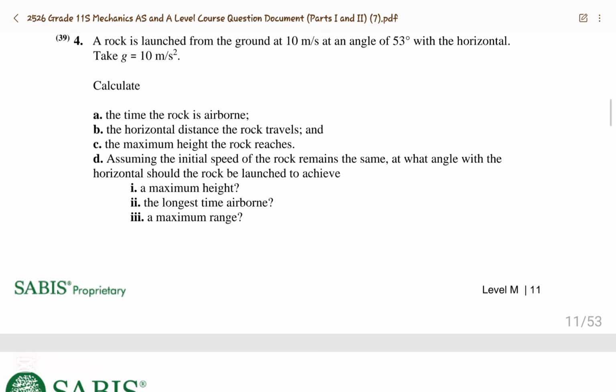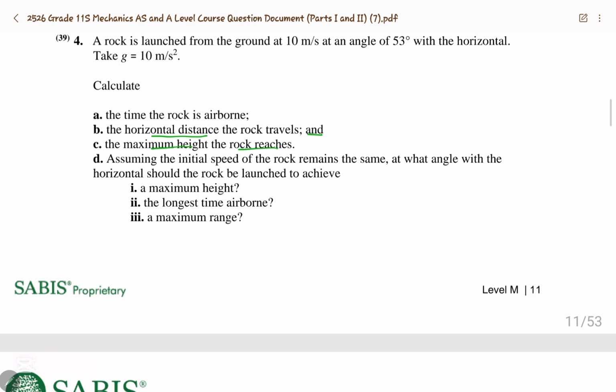They want the horizontal distance that the rock travels and the maximum height that the rock reaches. So the horizontal distance is the range, right? You can do this in two ways. Since you already found the time that the rock is airborne, you can find the horizontal distance by doing x equals v0 cosine theta t, and then you substitute v0, theta, and t, which is 1.6 we found previously, and you will get 9.6.